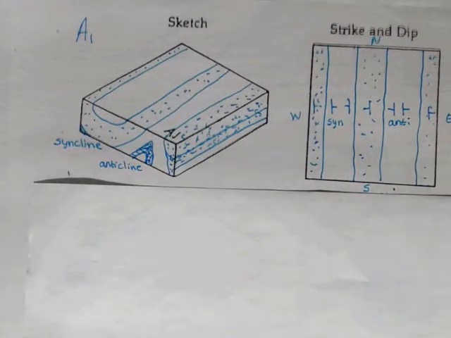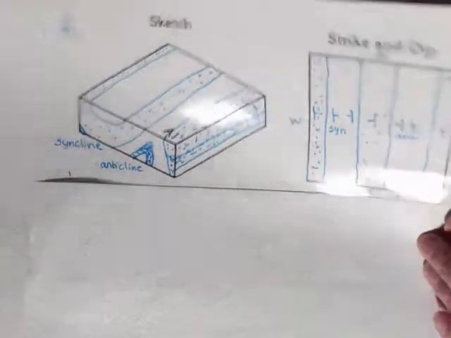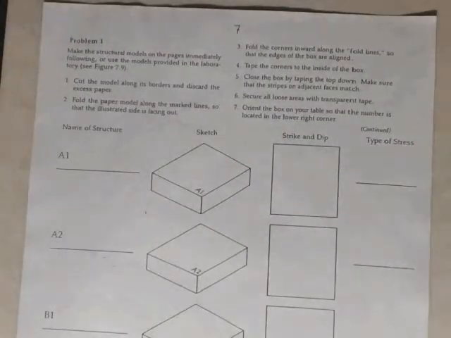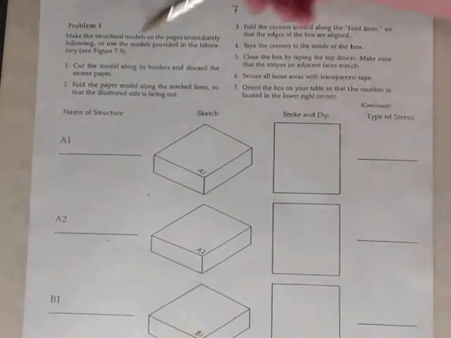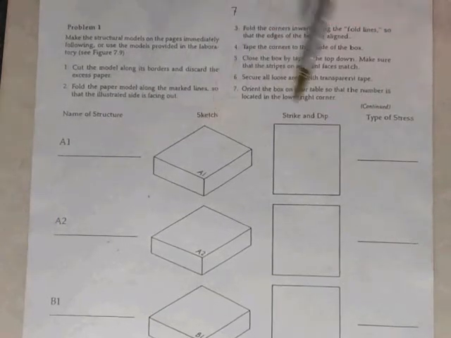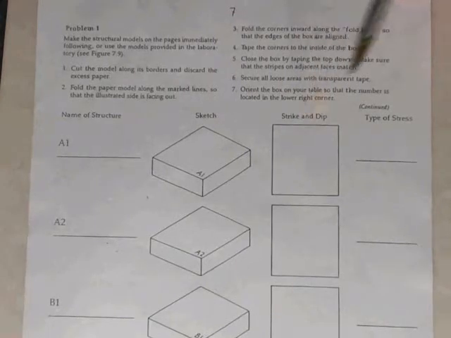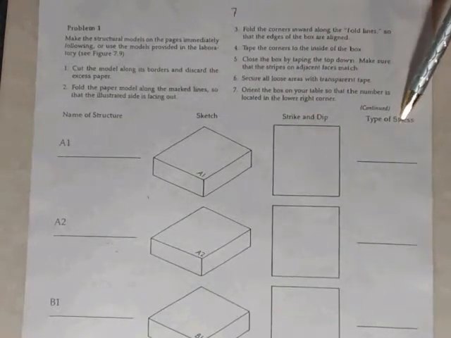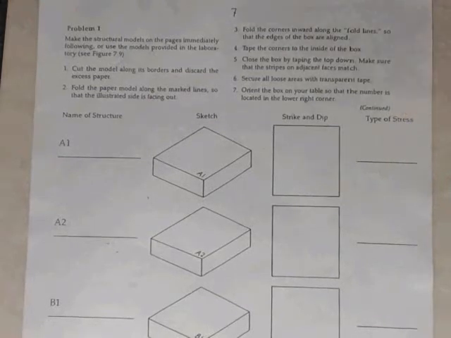And we did mention that the type of stress is compression on that one. So when you fill in your box, you're saying the name of the structure, anticline, syncline, you made your sketch, you put in your strike and dip pattern, and you noted that the stress was compression, because compression forms both an anticline and a syncline. It will form that type of structure.